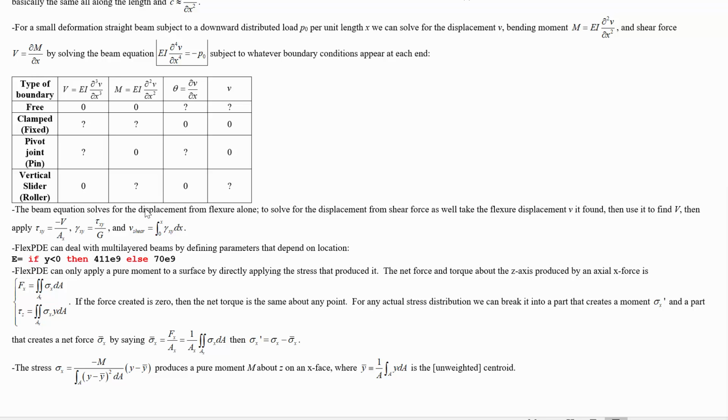So the beam equation solves for the displacement from flexure alone, but to solve for the displacement from shear force as well, you need to take the flexure displacement it found and then figure out the shear force and use the shear stress relation that we had before and the shear strain, and then figure out the shear displacement.